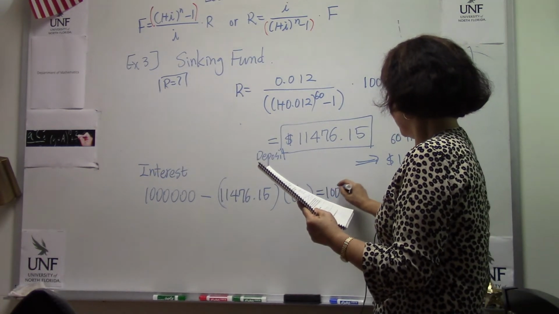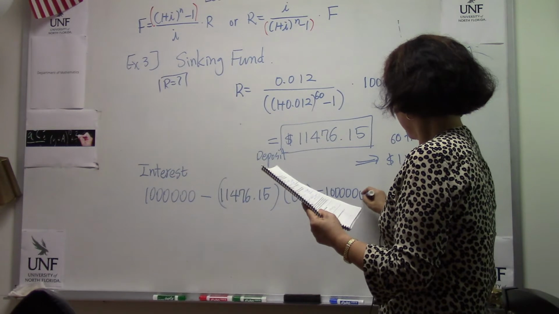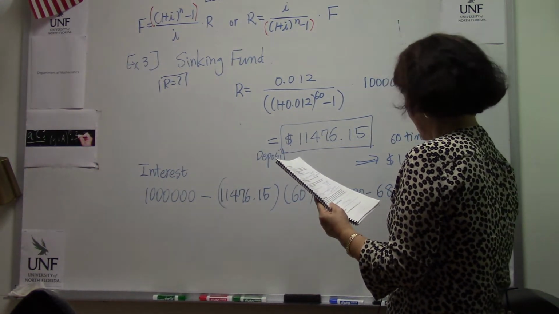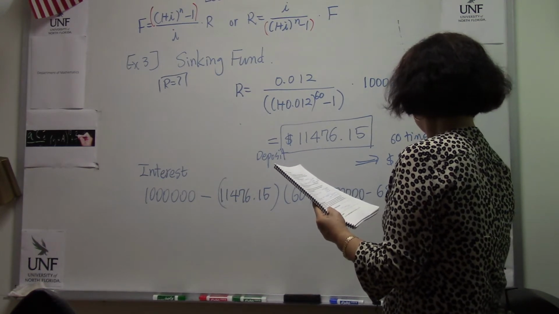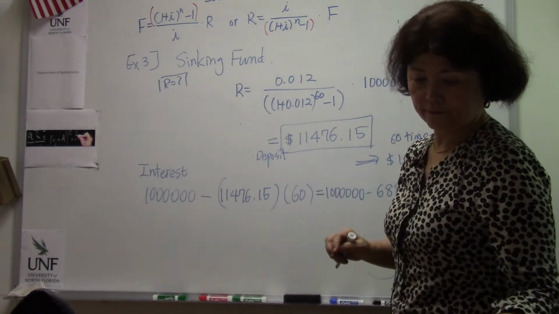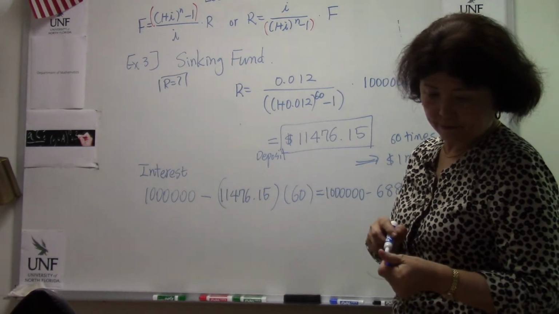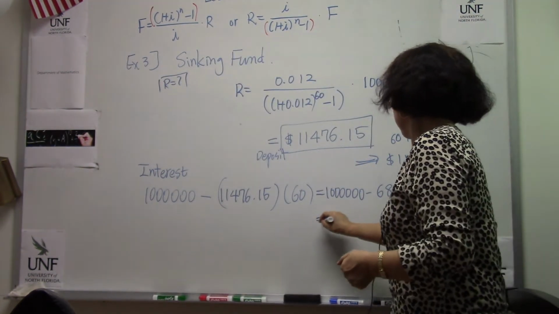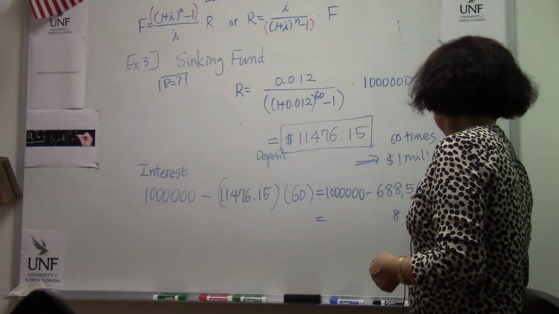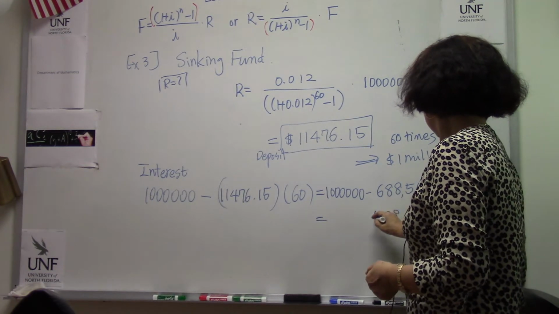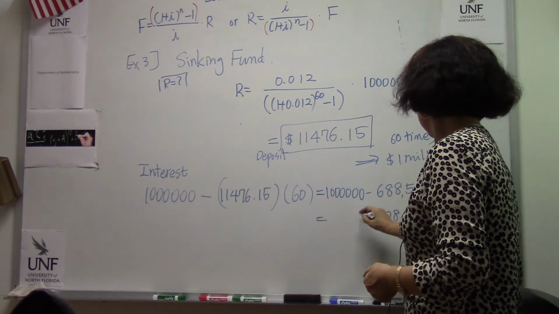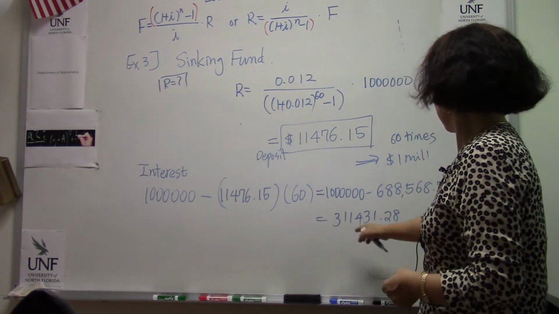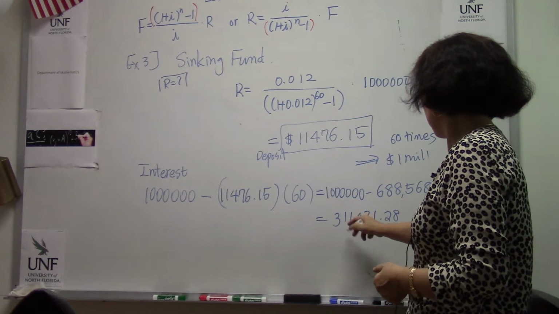So 1 million minus 6,885,68. Okay. So what is the difference? Well, let's compute. So this is 8, this is 2, once you subtract, this is 1, this is 3, this is 4, this is 1, 3. Yes, this much interest they are going to earn.